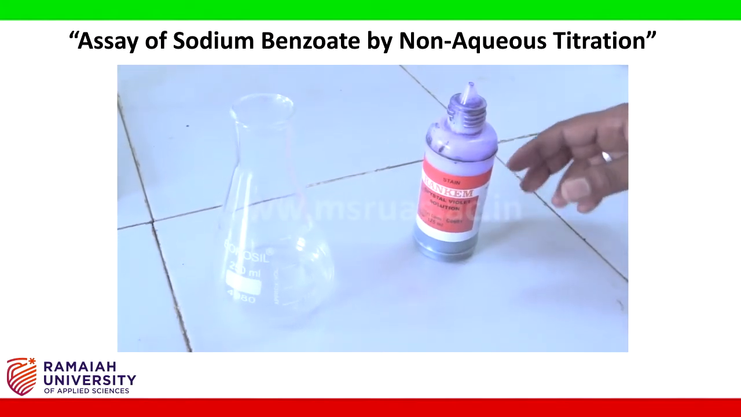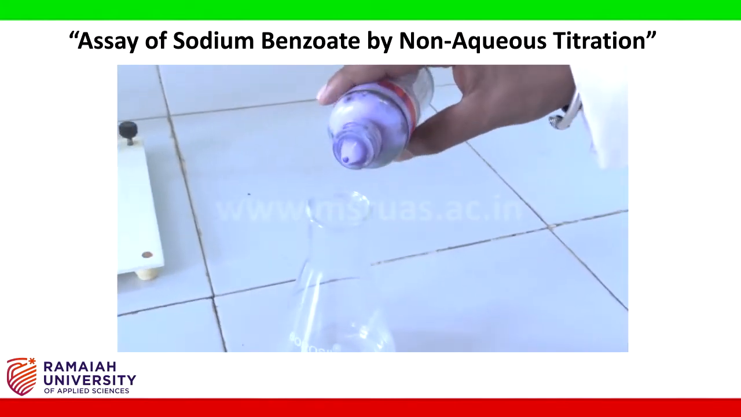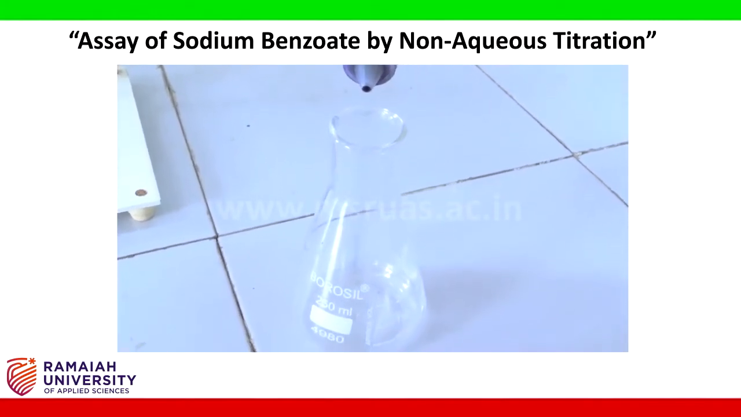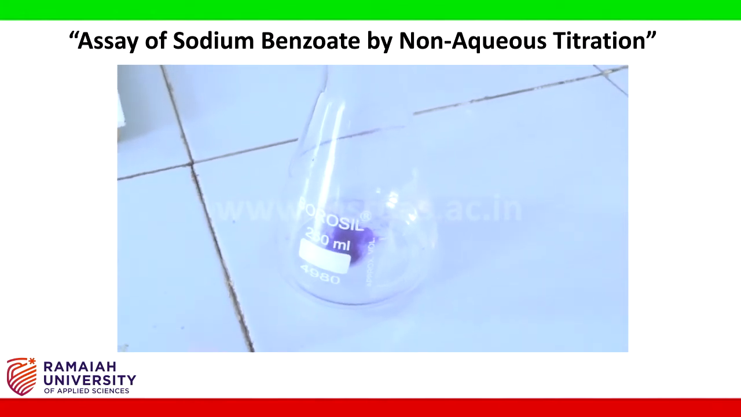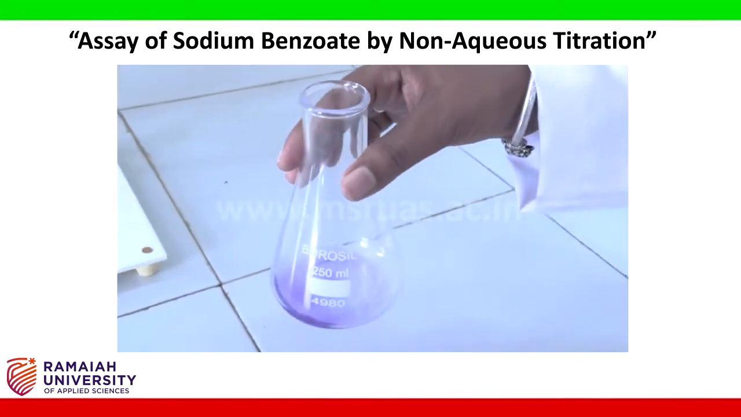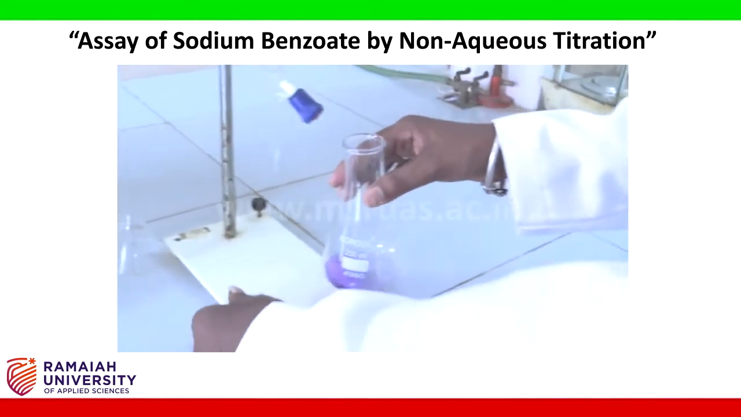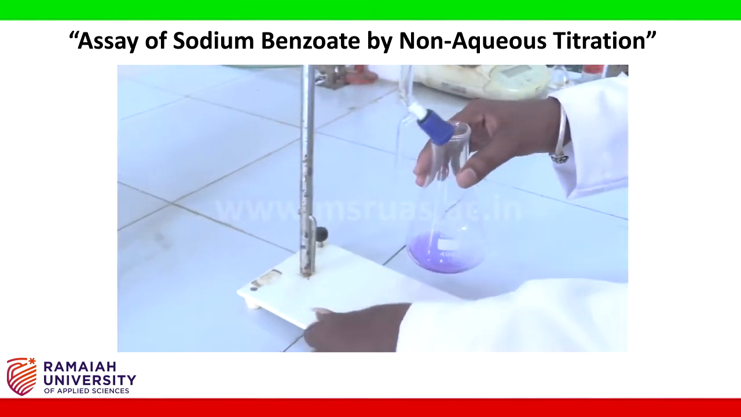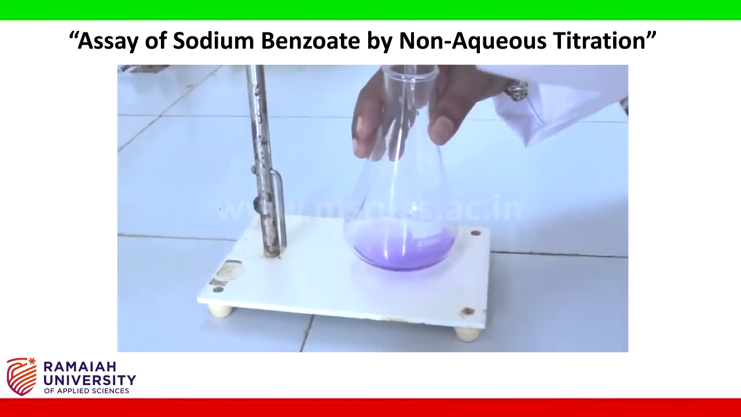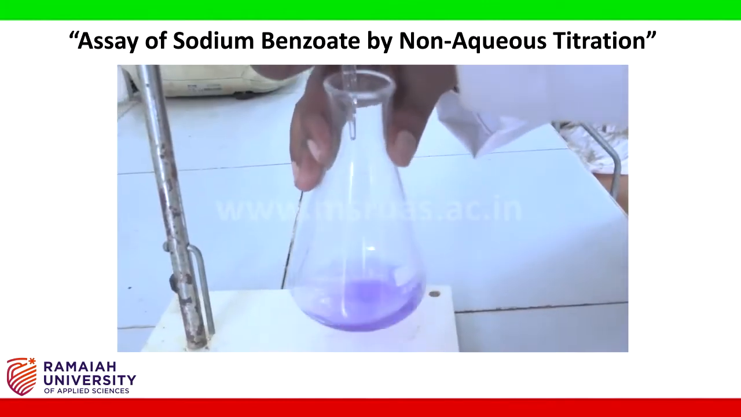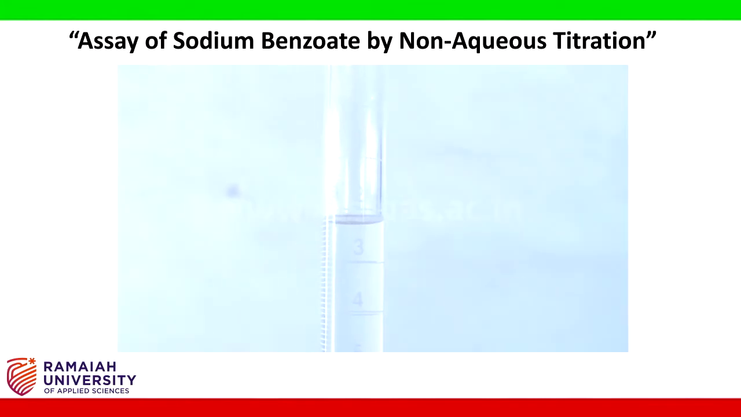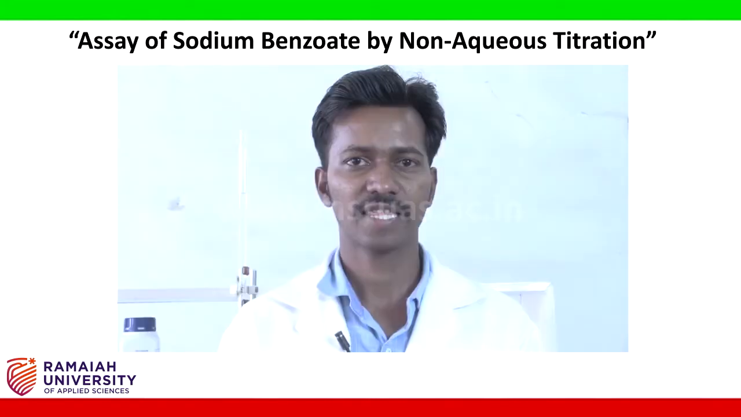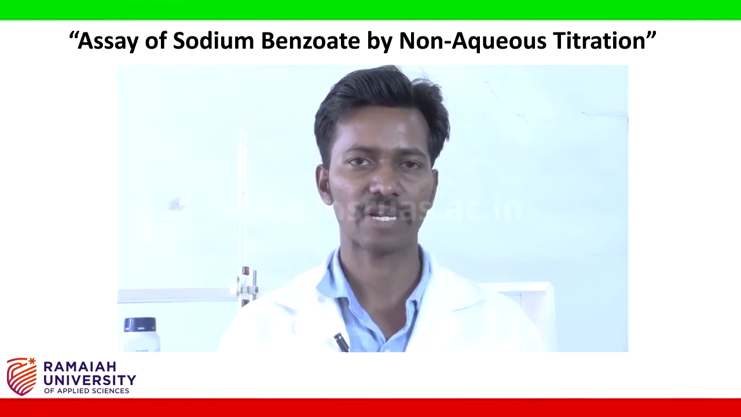After transferring 10 ml, add 1 drop of crystal violet indicator. Then titrate against the perchloric acid solution. Endpoint is the appearance of emerald green color. Measure the endpoint and repeat the experiment till you get the concordant value. This completes the experiment on standardization of perchloric acid.